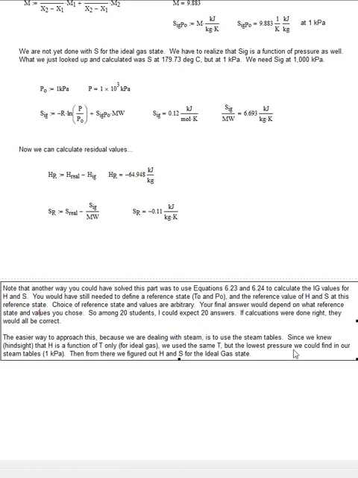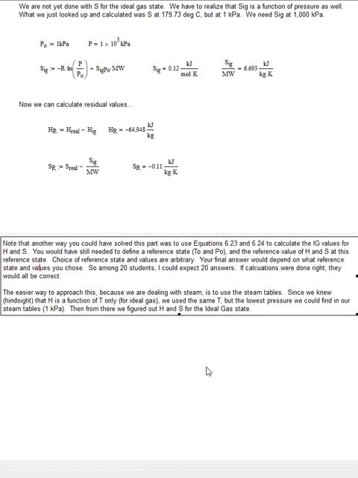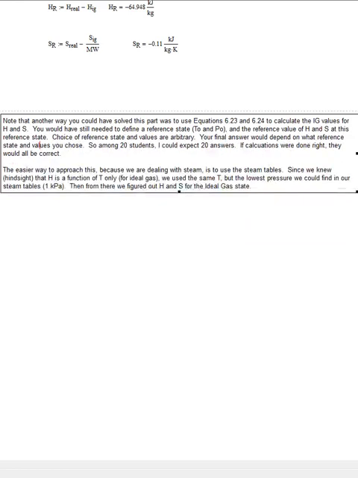And so here, again, just reiterating what we did, since we knew, or you should have known, or at least now you know, that enthalpy is a function of temperature only for an ideal gas. We use the same temperature, which is 180 degrees C, but the lowest pressure we could find in our steam tables, which happened to be 1 kilopascal. And then from there, we figured out the H and S for the ideal gas state using the equations from Chapter 3 and Chapter 5. Okay, so that is Part C.